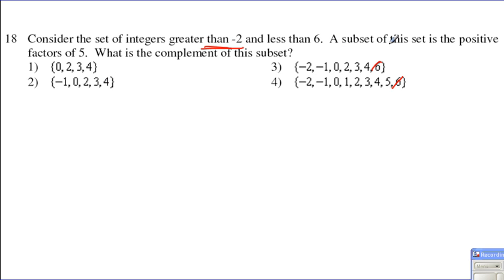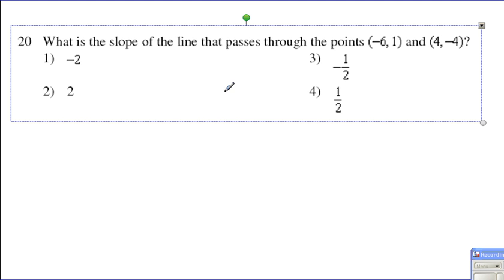But a subset of this set is the positive factors of 5. Oh, in fact, we will be talking about this one a bit later, so why don't we skip this one for now? Yes, that's right. Slope of the line, we just have to use the slope formula here.